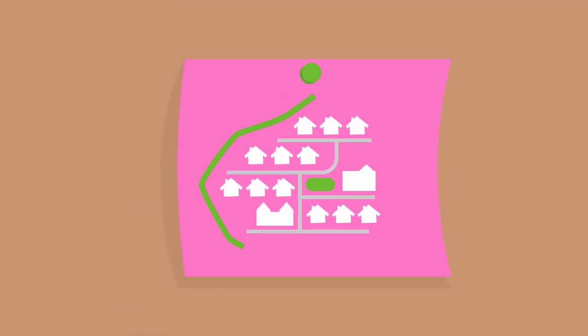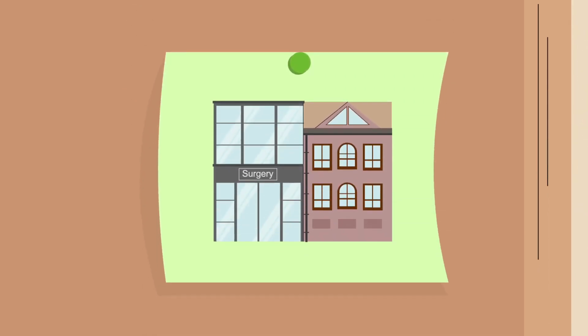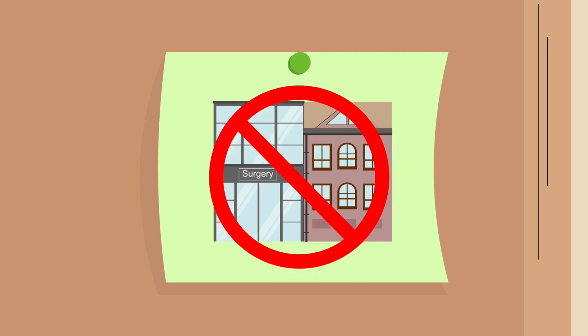Contributions can only be used to fund the infrastructure within the catchment of the development. For example, it can only be used on the local surgery or local school. The third and final legal test is the Section 106 agreement should be fairly and reasonably related in scale and kind to the development. In our example development, while a spacious new doctor's surgery to replace the existing building would be nice to have, it wouldn't be absolutely necessary in order to make the construction of the new homes acceptable.